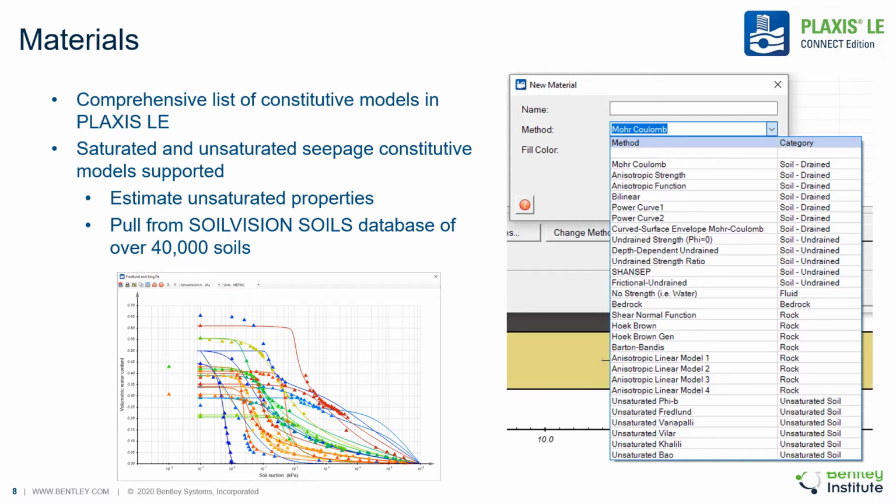We have the SoilVision soils database of over 40,000 soils that can be accessed, and you can pull up example materials which contain a soil water characteristic curve of the type of material you want to model, or you can use some of the estimation methods that allow you to predict soil water characteristic curves based on simpler properties such as grain size distributions.